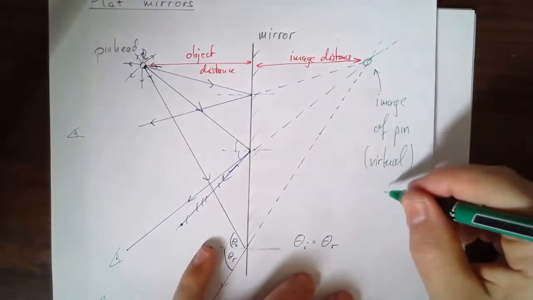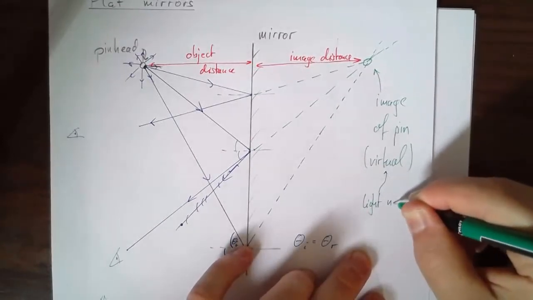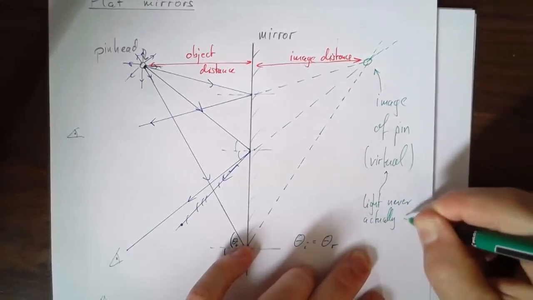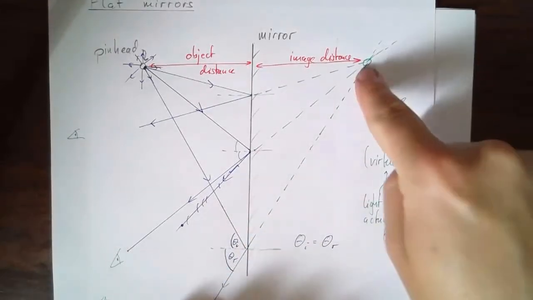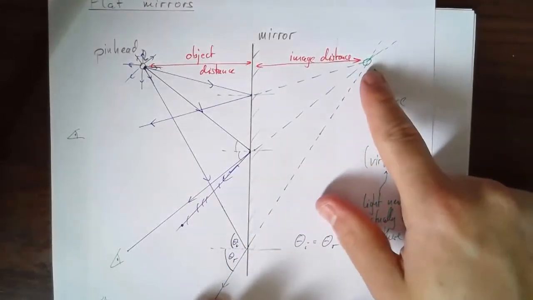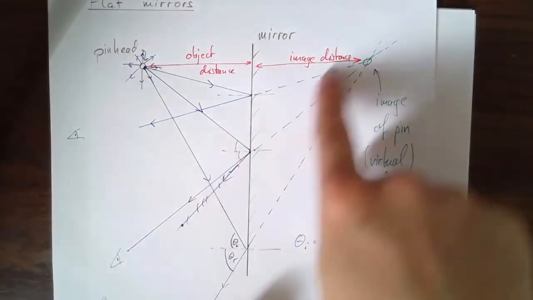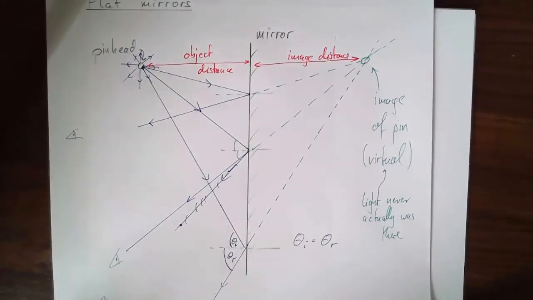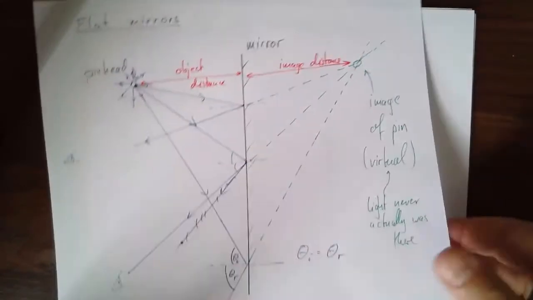What does that mean? It means light never actually was there. So if you hold your hand right there behind the mirror, you're not going to see anything on your hand because the light never gets there. If we're on this side, we just think the light came from there. So we call this a virtual image, when the light never actually passed through the point where it appears to be coming from.